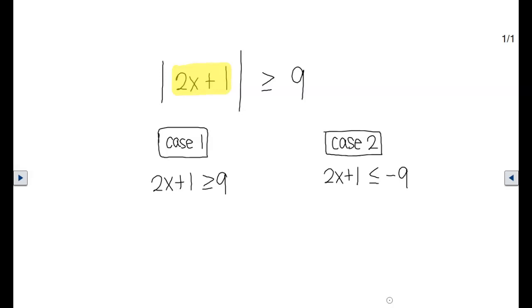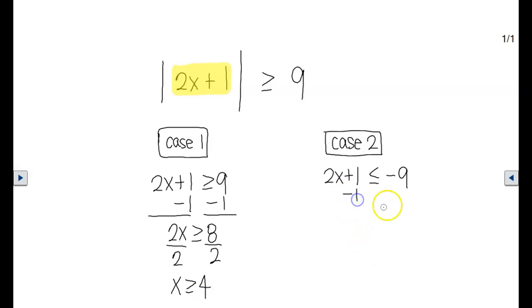Now, once we have written our two cases, then it's a matter of solving. For 2x plus 1 greater than or equal to 9, we would first subtract 1 from both sides, which gives us 2x is greater than or equal to 8. Then we divide both sides by 2 and get that x is greater than or equal to 4. On case 2, we subtract 1 from both sides to get that 2x is less than or equal to a negative 10, and then divide both sides by 2 to get that x is less than or equal to a negative 5.